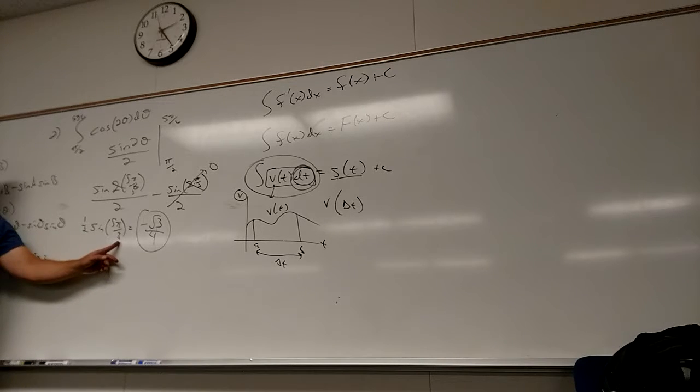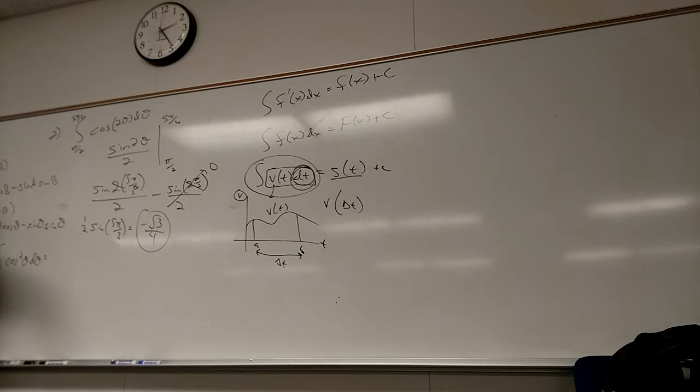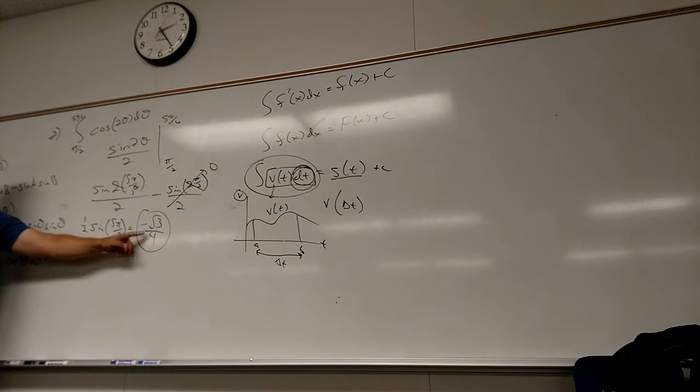5 pi over 3 is a 60-degree reference angle in the 4th quadrant. It's closer to the y, so sine likes it. It's bigger, it's negative, and then you cut it in half.